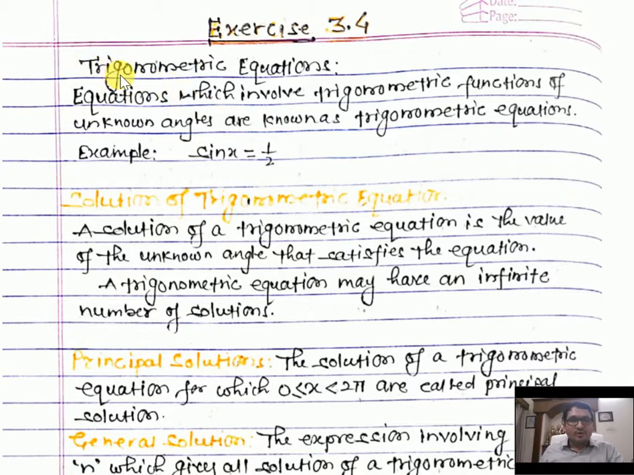It's very important to understand exactly what a trigonometric equation is. Everyone knows, you are familiar with equations like y equal to 2, x plus y equal to 5, a plus b equal to 7. Equations which involve trigonometric functions of unknown angles, like sin x, are known as trigonometric equations. Sin x equal to 1 upon 2 is a trigonometric equation.